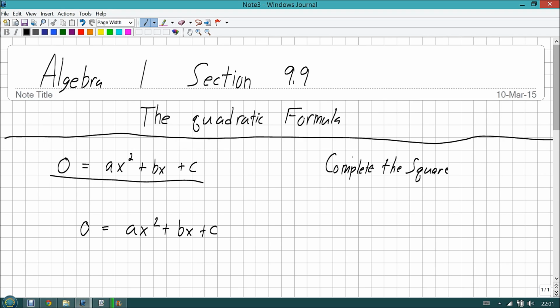Today we're going to be going over section 9.9, the quadratic formula. The quadratic formula is actually just complete the square, only with its general case. So when we do this, you will understand why the quadratic formula is really hard to remember, and also why we are going to be singing. So I hope you brought your singing voice today, because you are going to be singing in class.